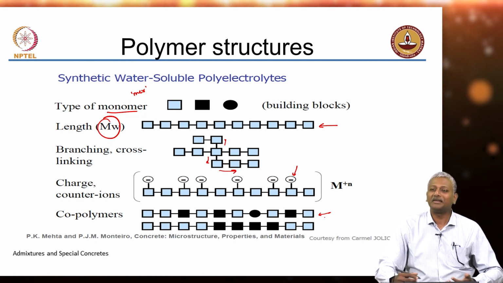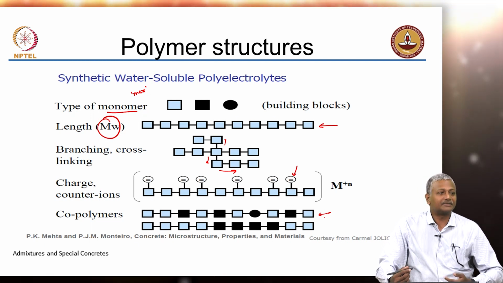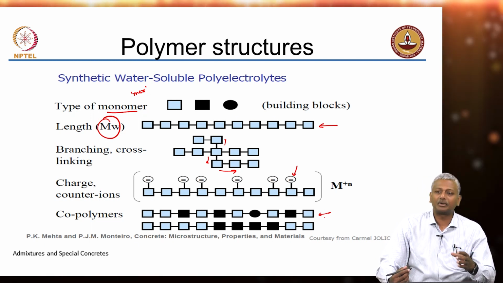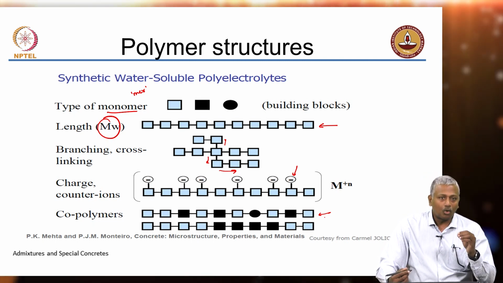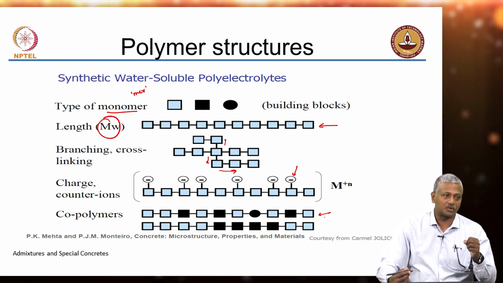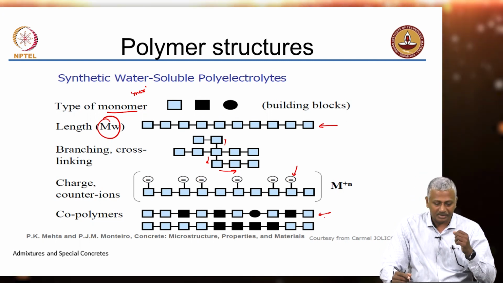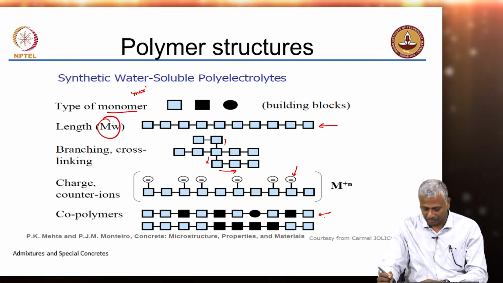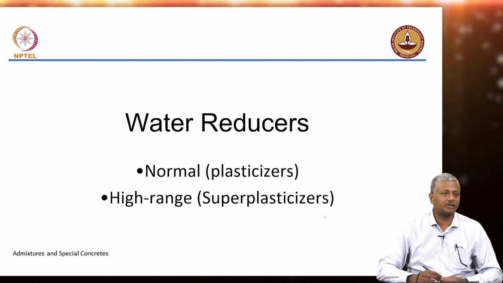So, what we need to bother with is how to use them, but to have some sort of an idea about the structure of the polymers is sometimes important in understanding what makes polymers effective in some situations and ineffective in other situations. We will discuss those when we talk about compatibility of these polymers in cementitious blends. So, let us now look at water reducers in more detail.